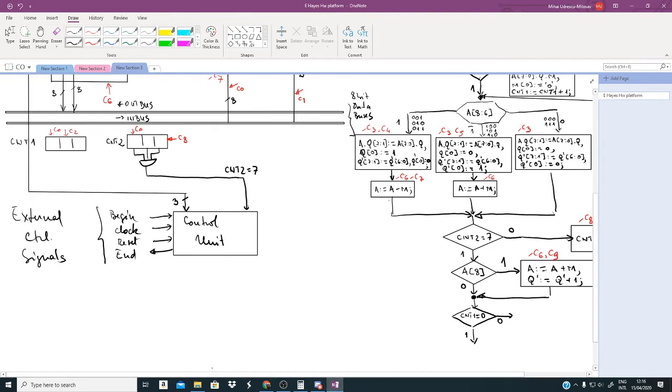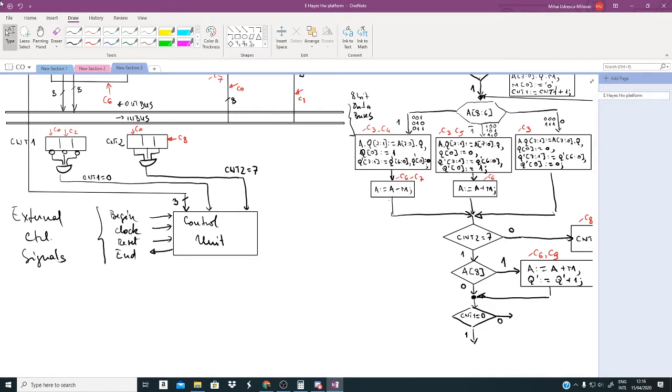So who is this guy? Well, if it's 0, then it's something like this. If it's 0, 0, 0, then this gate will signal that CNT1 equals 0. So when the signal is 1, then the contents of CNT1 is 0.